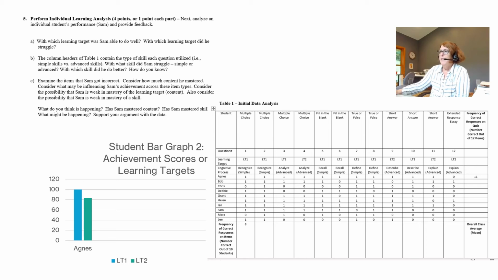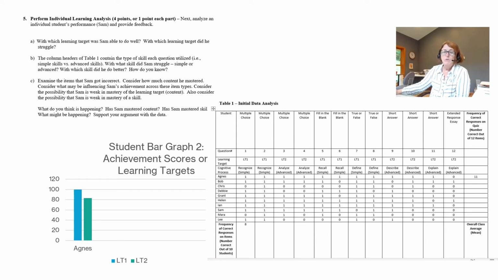Then letter C, examine the items that Sam got incorrect. Consider how much content he mastered. Consider what might be influencing his achievement across those types of items. Consider the possibility that Sam is weak in mastery of the learning target or in the skill. So this is like that assignment we had where you had to think about whether a test was valid, and there were 3 questions. Do you remember that assignment? There were 3 questions on the test. Only one question assessed the learning standard. One was a math mastery question, and one was a reading main idea comprehension.